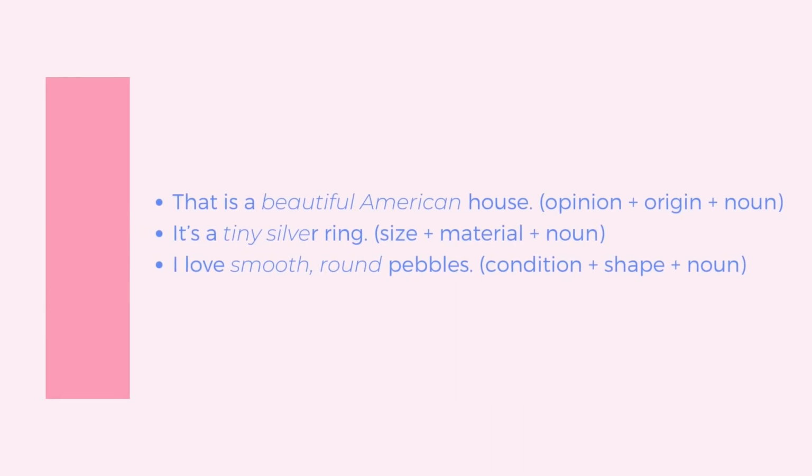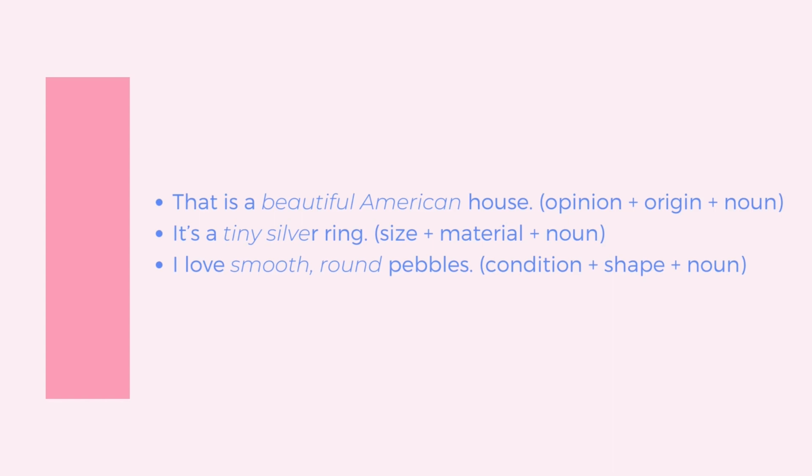There is a beautiful American house. See, here first, an opinion about the house is made, and then the origin of the house is indicated, and then the noun house is placed. Another example is, it's a teeny silver ring. Here, the size of the ring is first stated, and the material that it is made of, and at last, our noun ring.